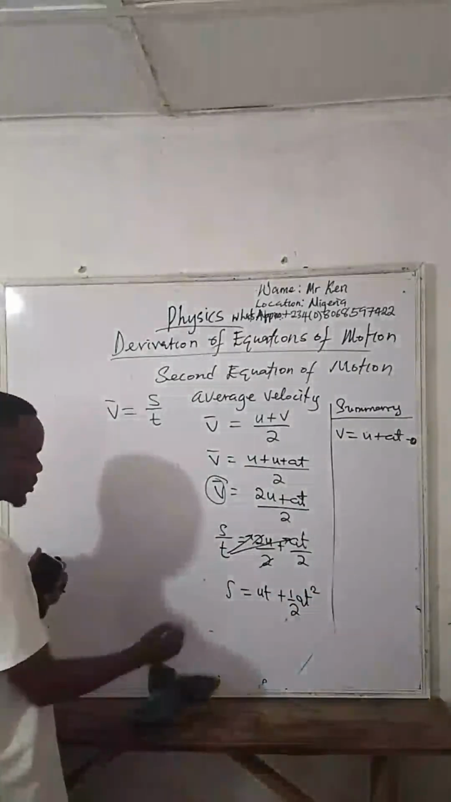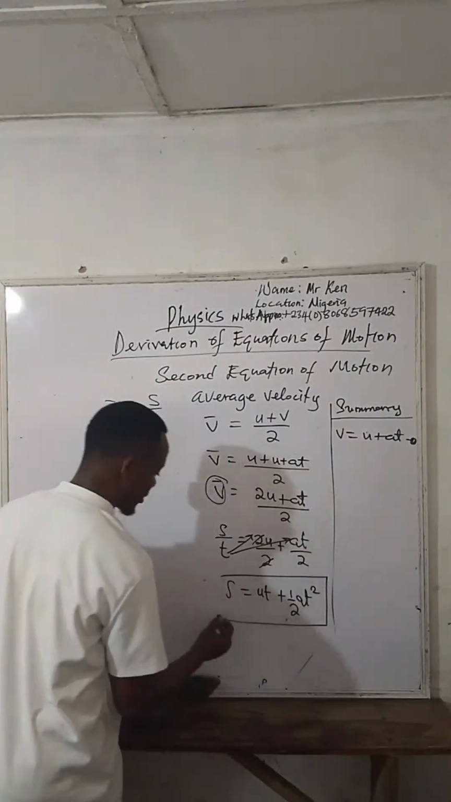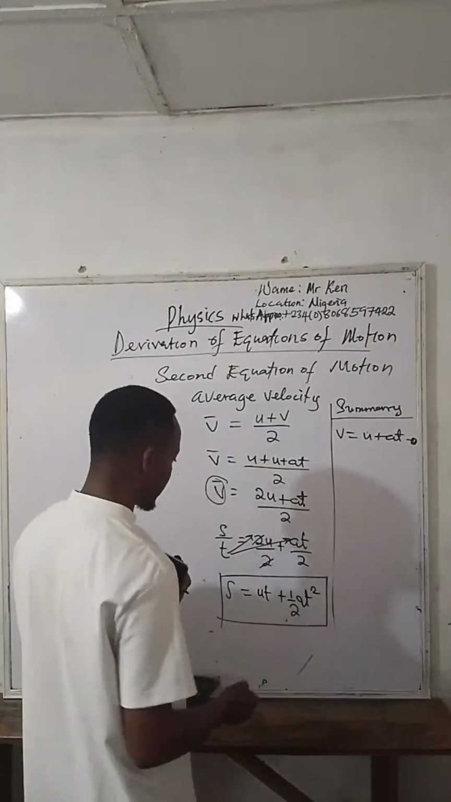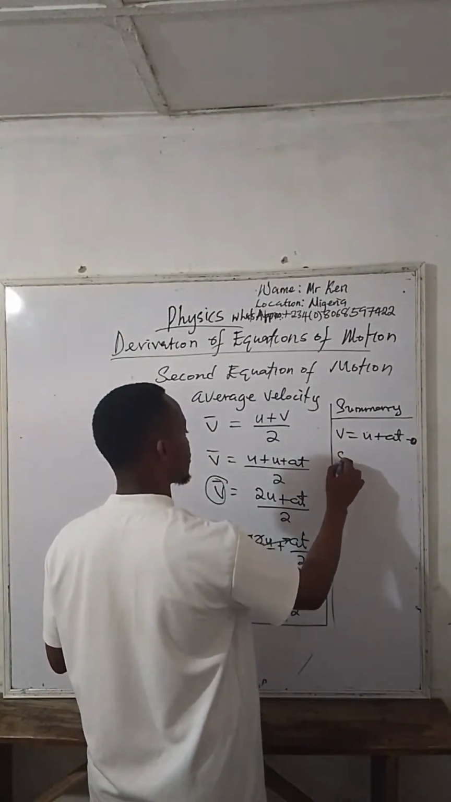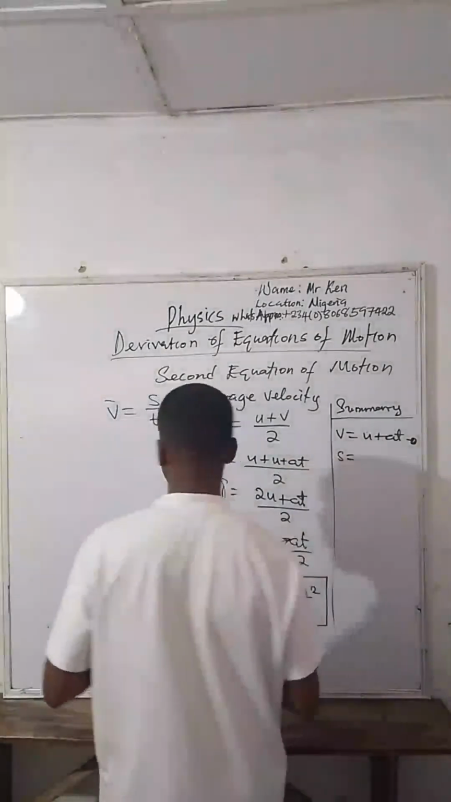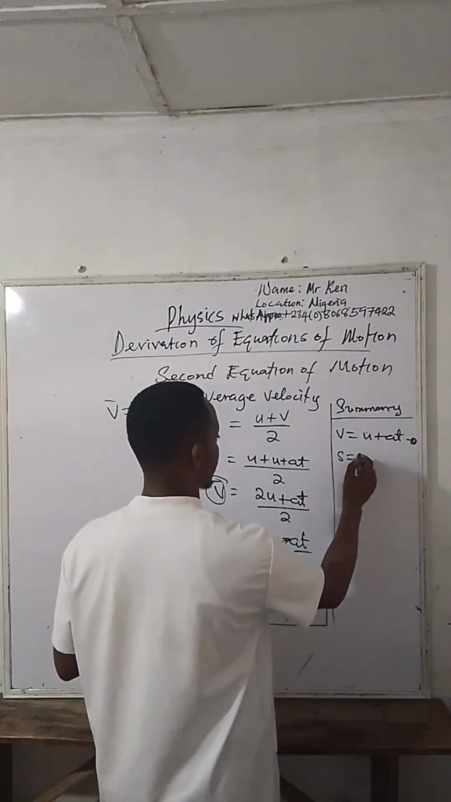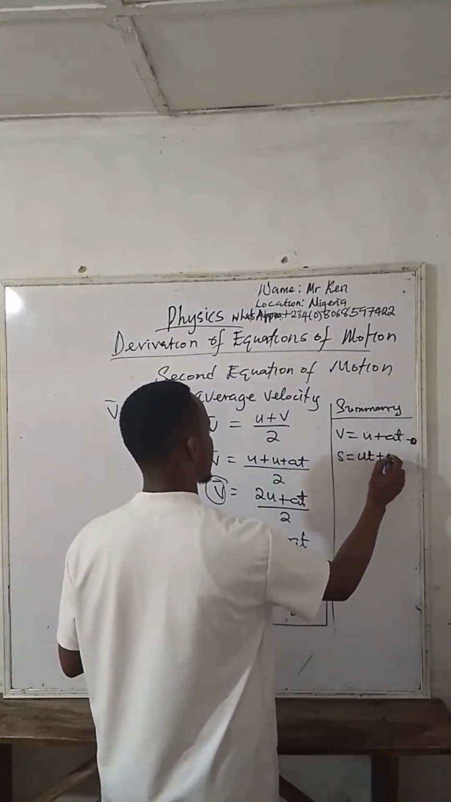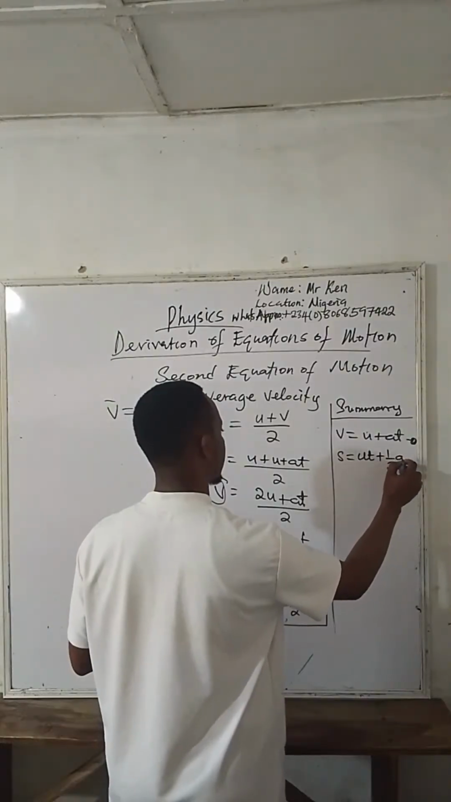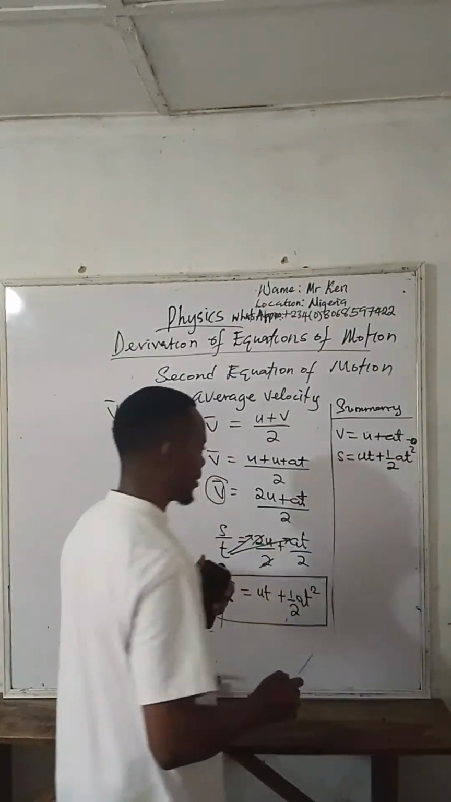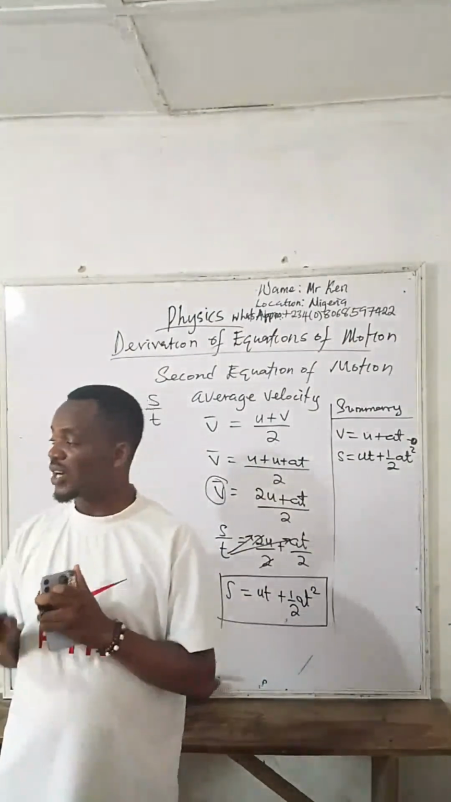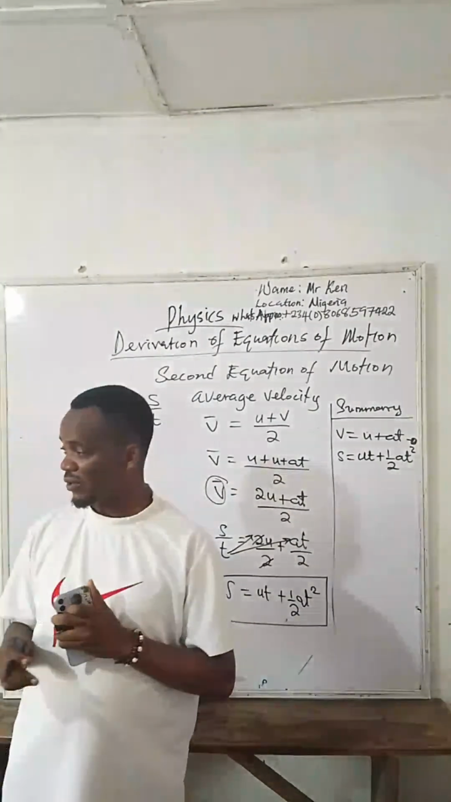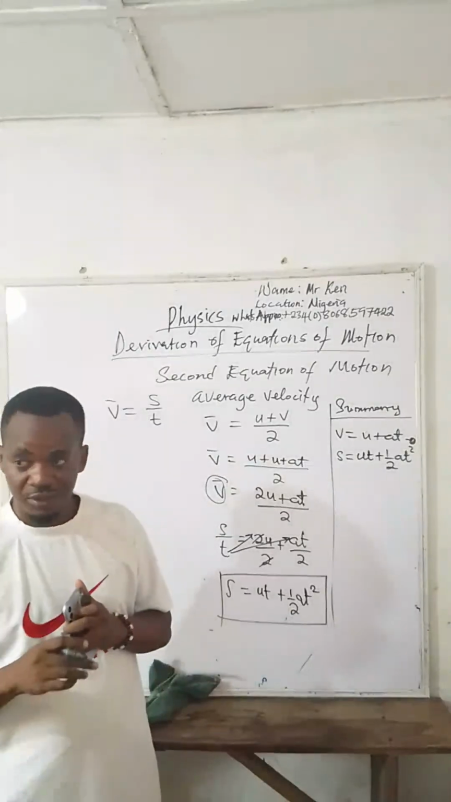Now that will be equation 3. So now equation 3 be this. So equation 2, I beg your pardon. So equation 2, S is equal to UT plus 1 all over 2 AT square. Okay, now that one be the second equation of motion. So we will try our best to get our third equation of motion.